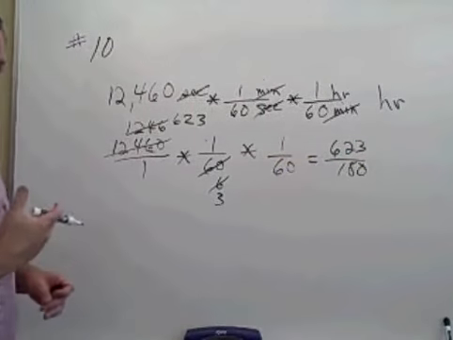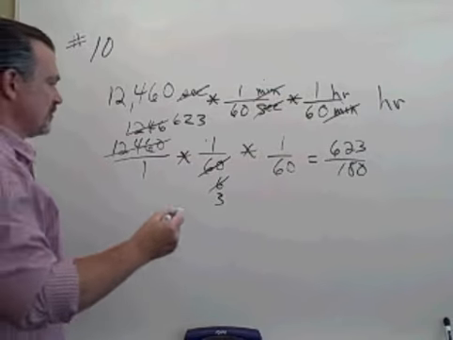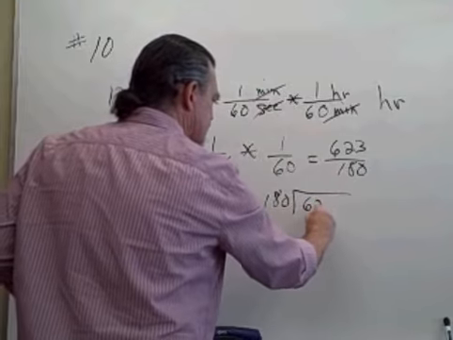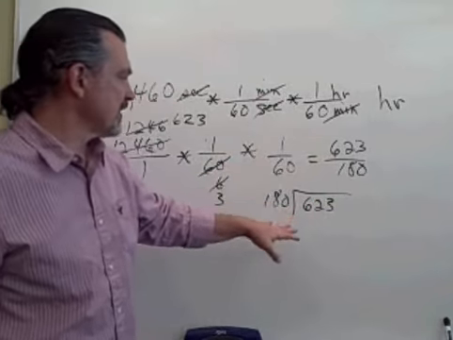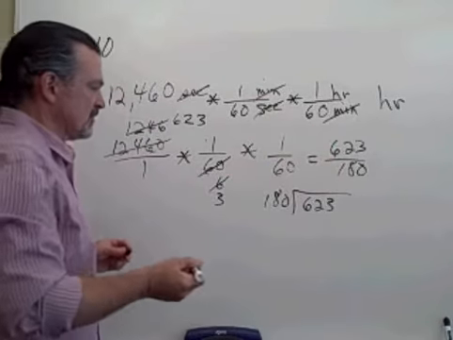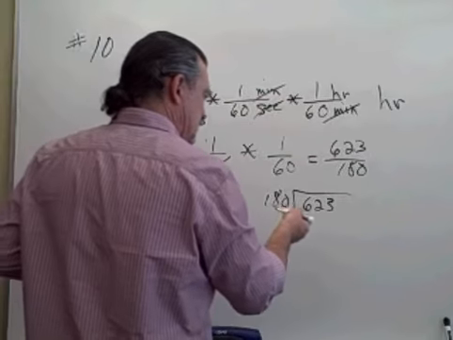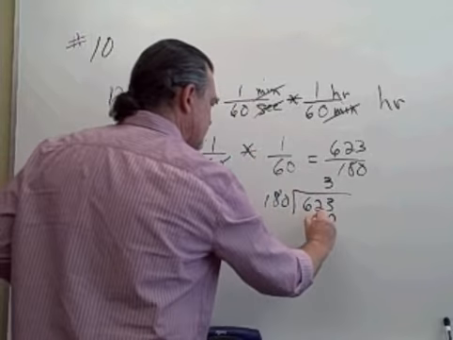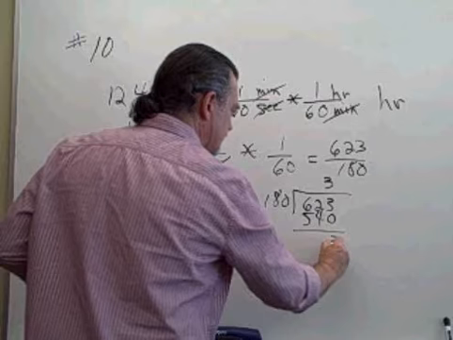And we were to round our answer to the nearest tenth. So I would do the long division of 180 divided into 623. I always change a fraction into a decimal by dividing the denominator into the numerator. So let's see how many times. Oh, let's see, maybe 3 times. 3 times 0 is 0. 3 times 8 is 24, and carry the 2. 3 times 1 is 3, and 2 is 5.